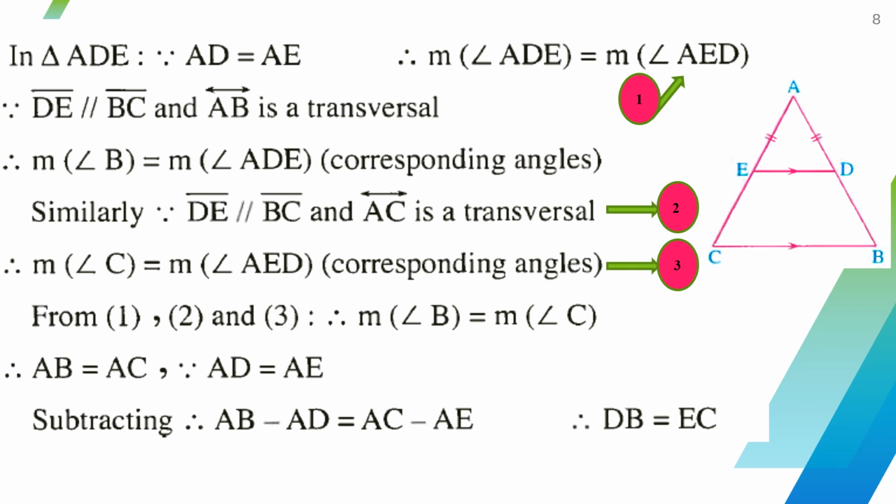Then, when we said in the given AD equals AE, when we subtract AB minus AD, I will get BD. When I subtract AC minus AE, I will get CE. So from the subtraction, AB minus AD equals AC minus AE, then BD equals EC.